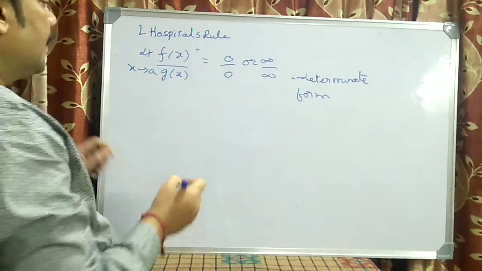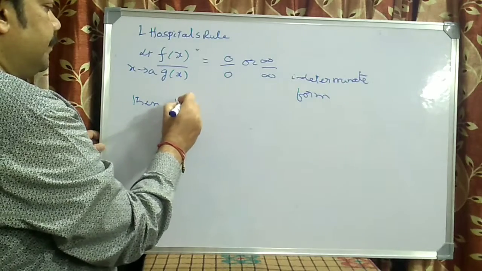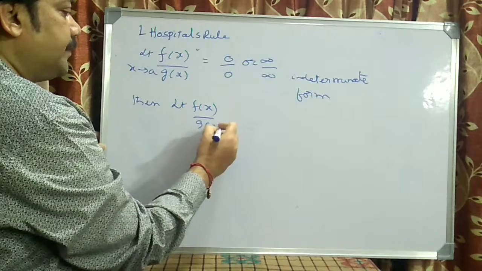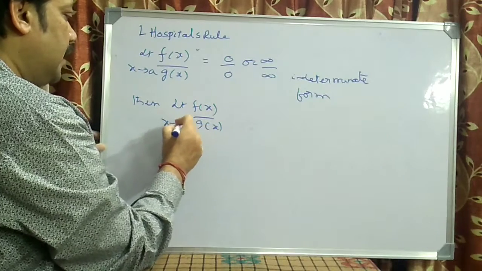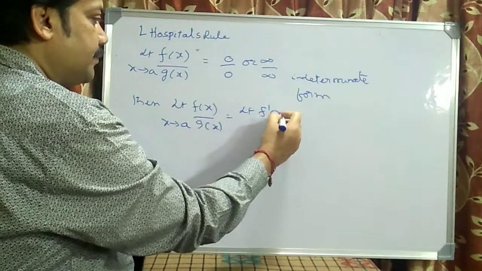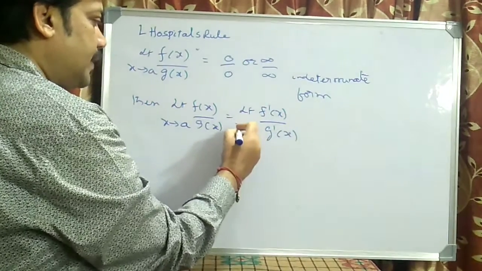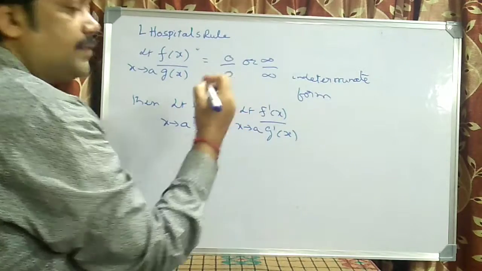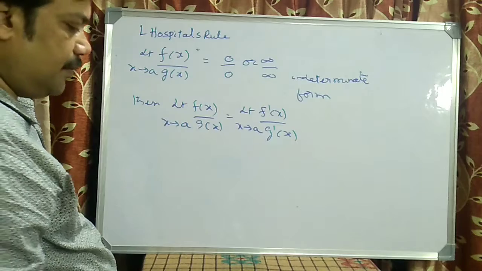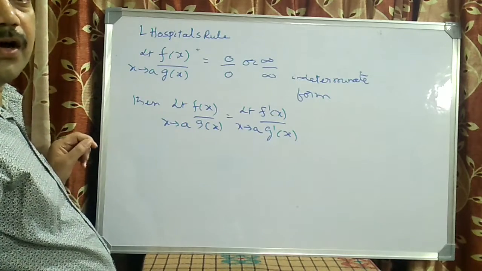In these cases we apply the property that limit of f of x by g of x as x tends to a is equal to limit of f dash of x divided by g dash of x as x tends to a. Okay. Now how are we going to use this in the limits where we have cos x?